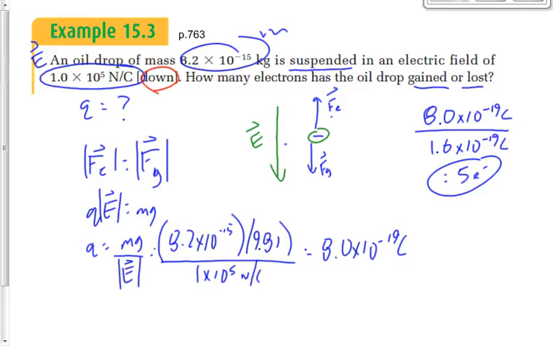If it's a negative oil drop, then that must mean it gained 5 electrons. If it was a positive oil drop, it must have lost 5 electrons. Okay? It's not crazy hard, but some of you will still struggle with that. Draw the picture, and it starts making a lot more sense when we draw that picture.